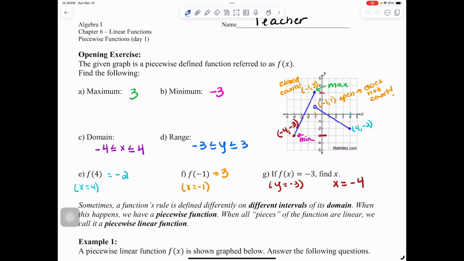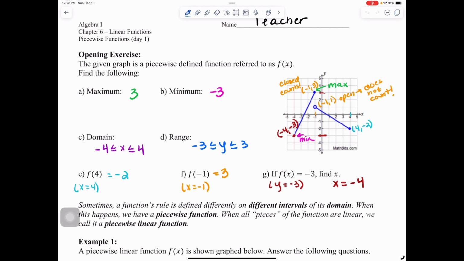Remember, maximum and minimum are values, so a single number is written down, and this is referring to y values. So maximum would be the highest y value, that would be 3. There's a filled in circle at that coordinate, so that number counts. A minimum would be the lowest y value. So again, looking for the lowest y in the graph, it's filled in, it's at -3.